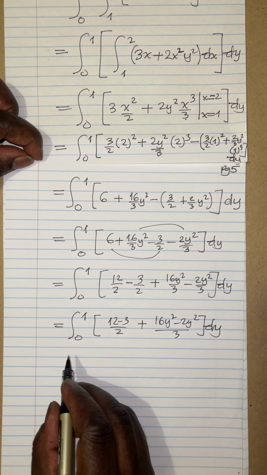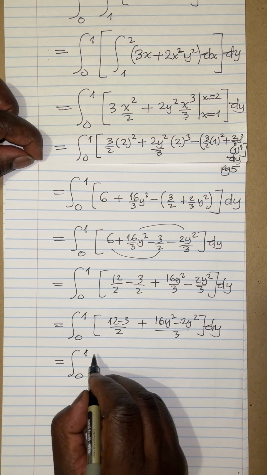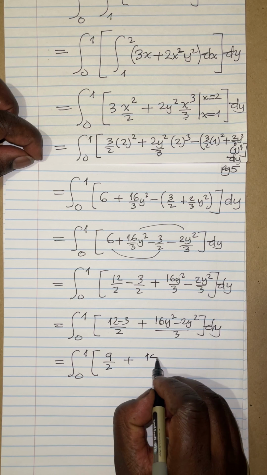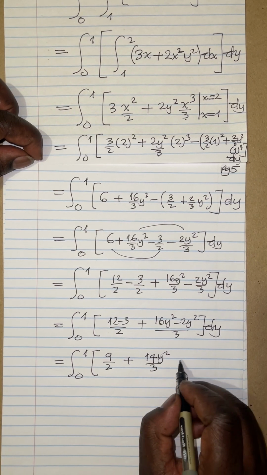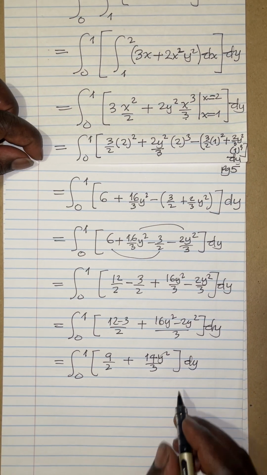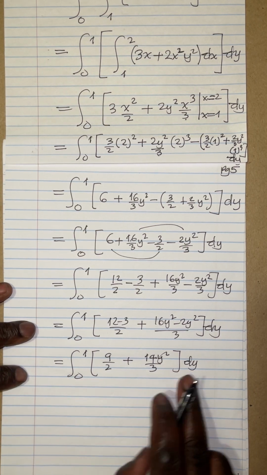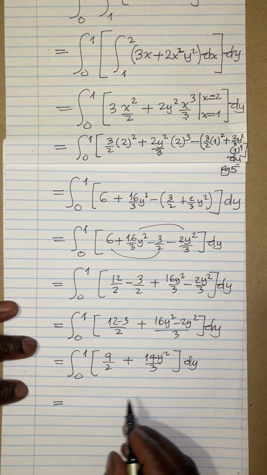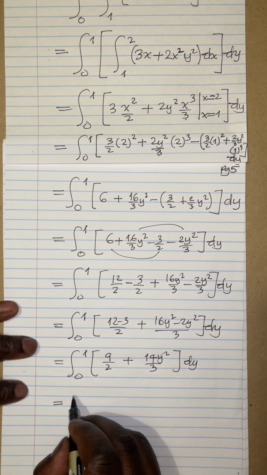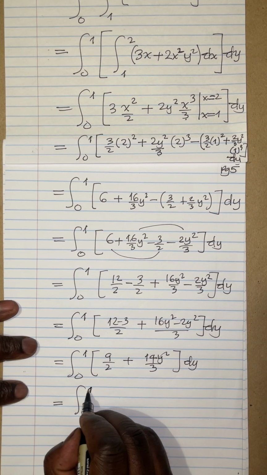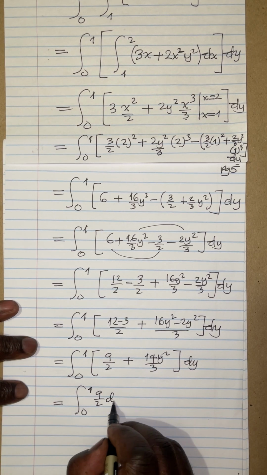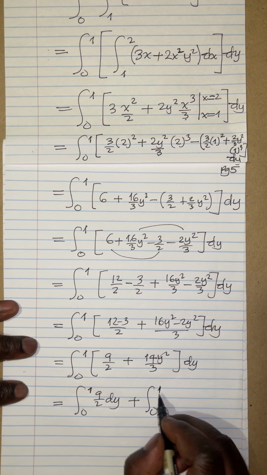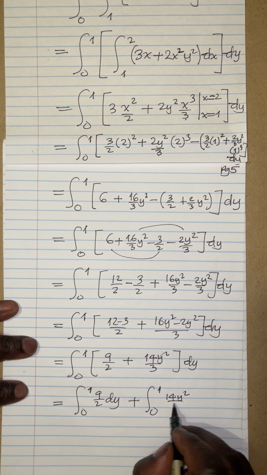Now this is 9 over 2, so this is the integral from 0 up to 1 of 9 over 2, and then plus 14y squared over 3 dy. Now let me distribute this integral and the dy. This is now a single variable, and this is a constant, so maybe step by step: the integral from 0 up to 1 of 9 over 2 dy, plus the integral from 0 up to 1 of 14y squared over 3 dy.